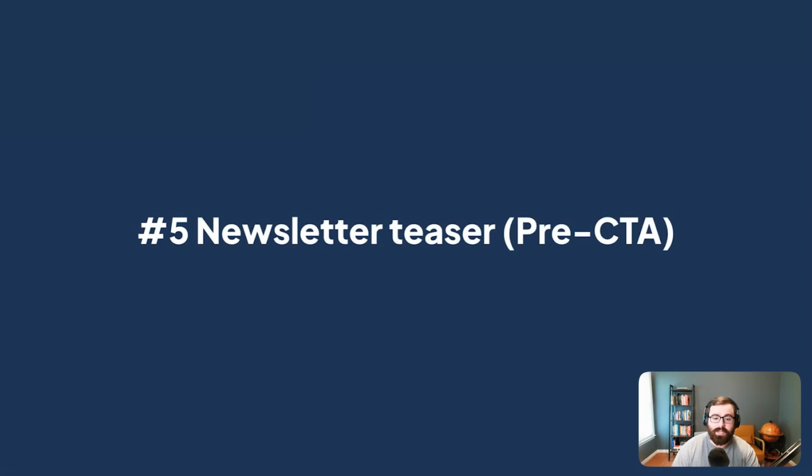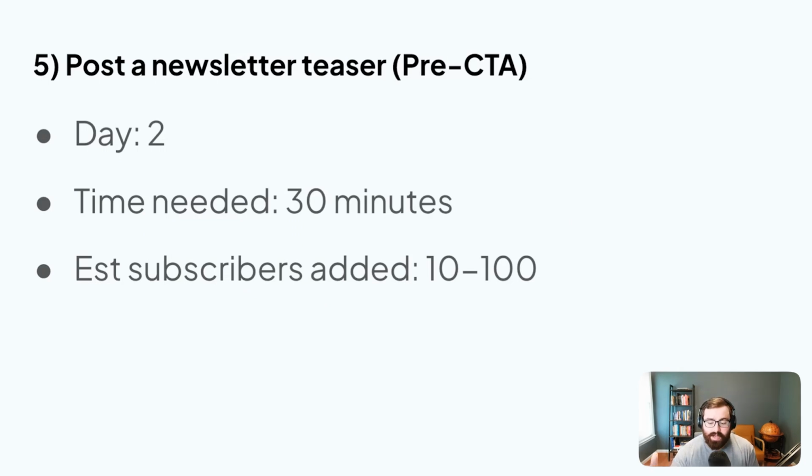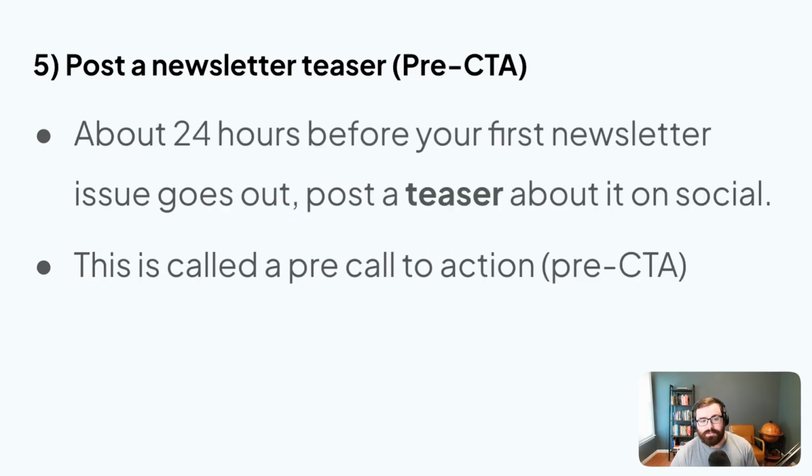Step number 5 is called a newsletter teaser or a pre-CTA. Okay, this is going to help you add between 10 to 100 subscribers. Here's how it works. So after we've done those announcements and we're planning to publish our newsletter in the next couple of days, you're going to post a teaser about what the first newsletter issue is about on social. It's called a pre-call to action.